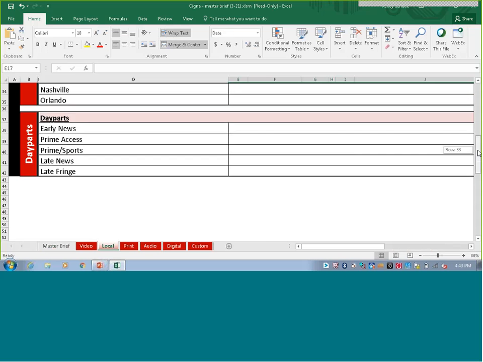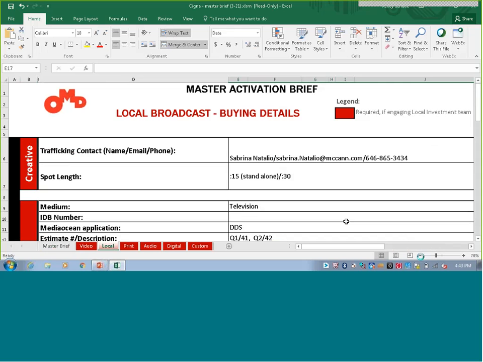Now we have a tab here for local. This got really big.